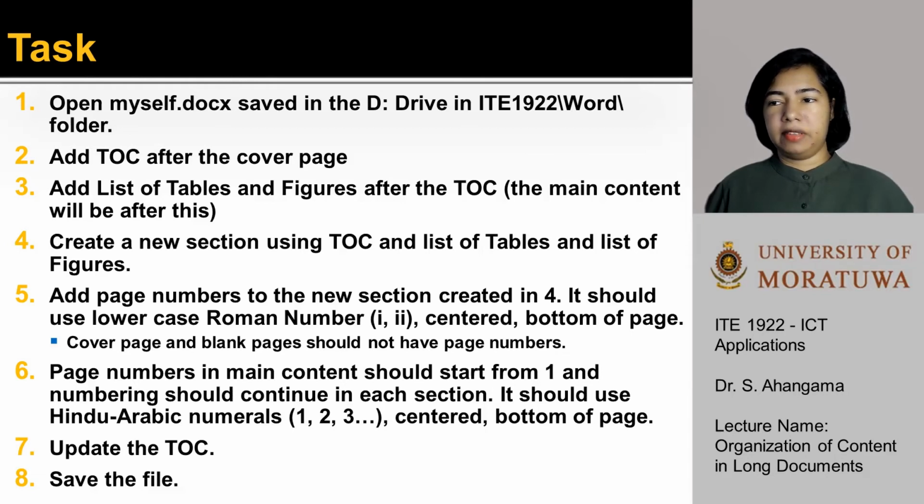And in step 6, you will have the main content of your document that would be partitioned into a separate section. There you have to add the page numbers in the Hindu Arabic numbers. And it should be also centered and at the bottom of the page. So try to do it. Then again, you have to update your table of contents. Finally, save the file.